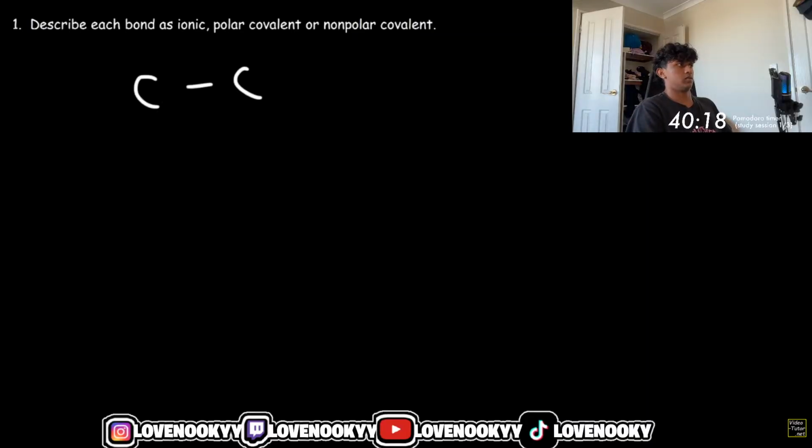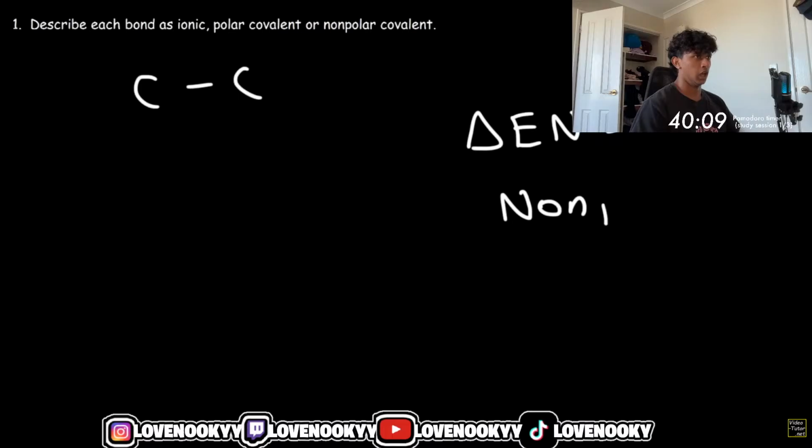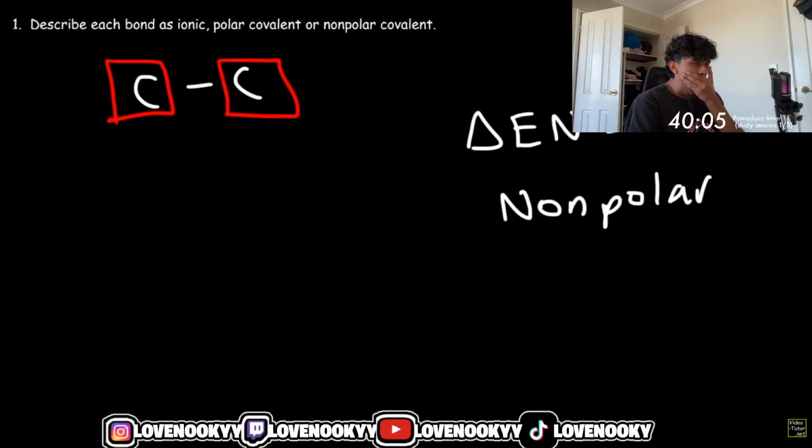Now, what about the carbon-carbon bond? Is it ionic or is it covalent? Both atoms have the same electronegativity value, so the electronegativity difference is 0, which means that it's nonpolar. So anytime you have 2 of the same type of atoms that make up a bond, it's always going to be a nonpolar bond. The electrons will be shared equally.